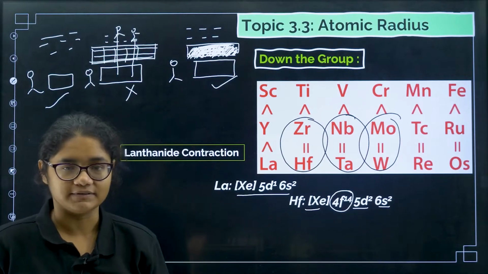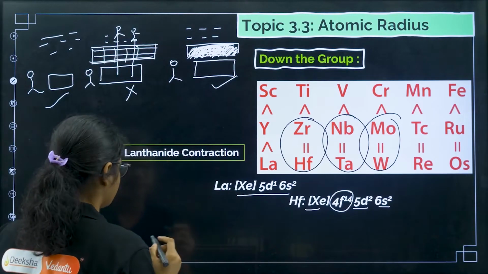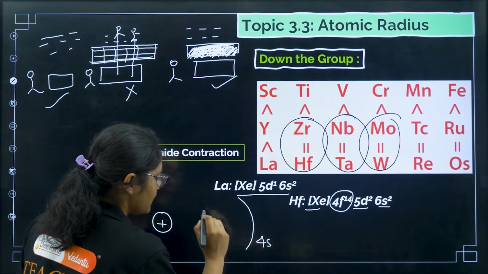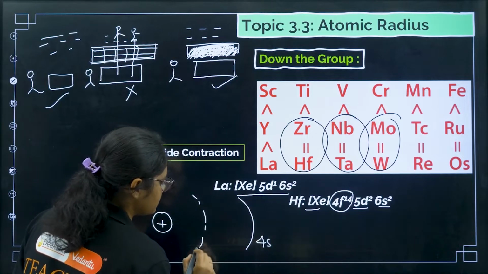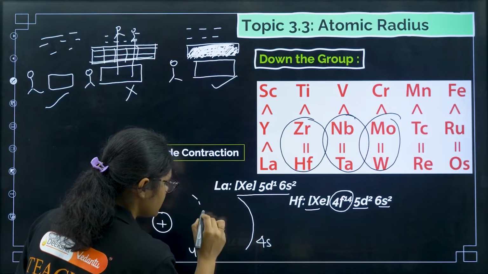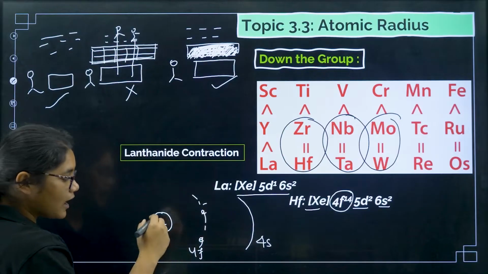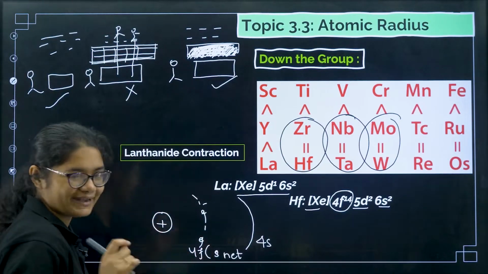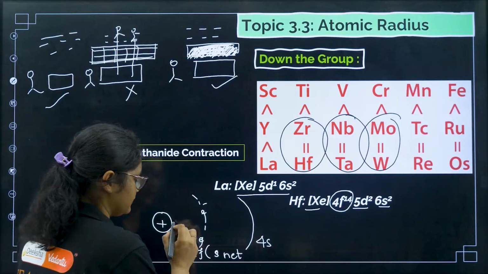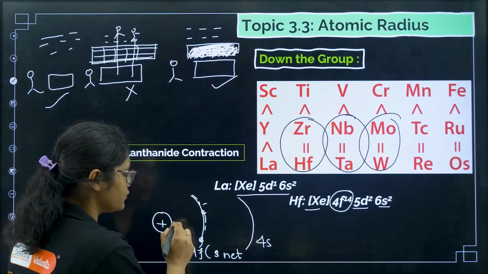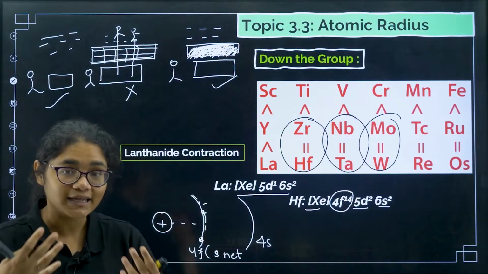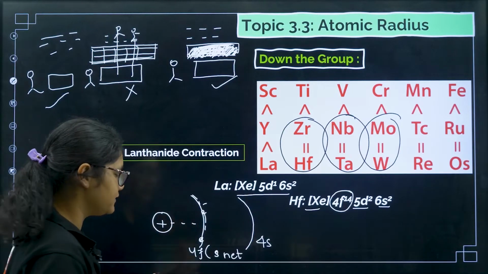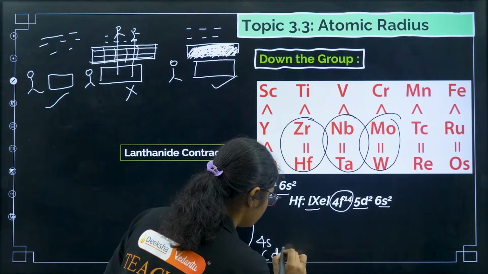The same thing happens here. There is the nucleus, there is the 4s electron here, and in this case 4f electrons are present. These 4f electrons are like the net. Obviously they block the nuclear charge, but they are not very effective in blocking it, because of their diffused shape.